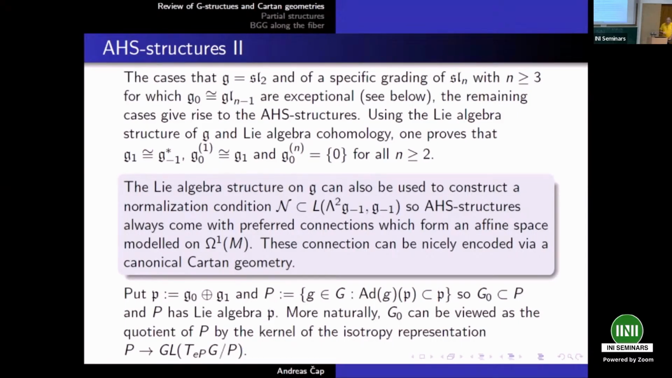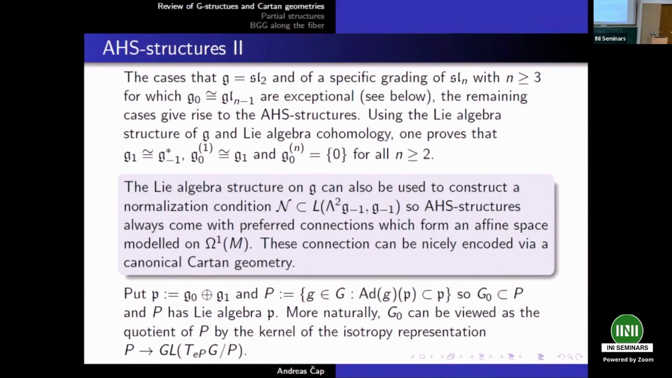So first of all, we need the group P, which shows up in the homogeneous model of the Cartan geometry. So we take g_0 plus g_1, and we take the normalizer in G of this Lie algebra p, g_0 plus g_1. So in particular, it's visible that this subgroup G_0 is contained in P, and it's easy to see that P has Lie algebra p. However, the more natural point of view is that G_0 can be viewed as a quotient of P, and it turns out that the subgroup by which P has to be quotiented, you can easily describe it as the exponential image of g_1, which happens to be a closed subgroup.